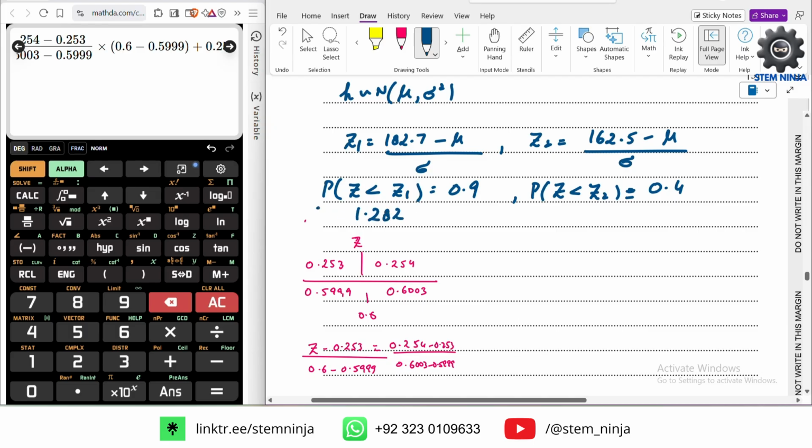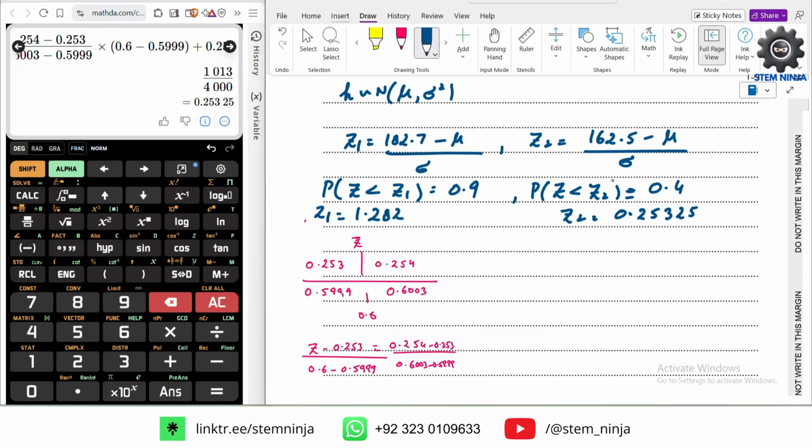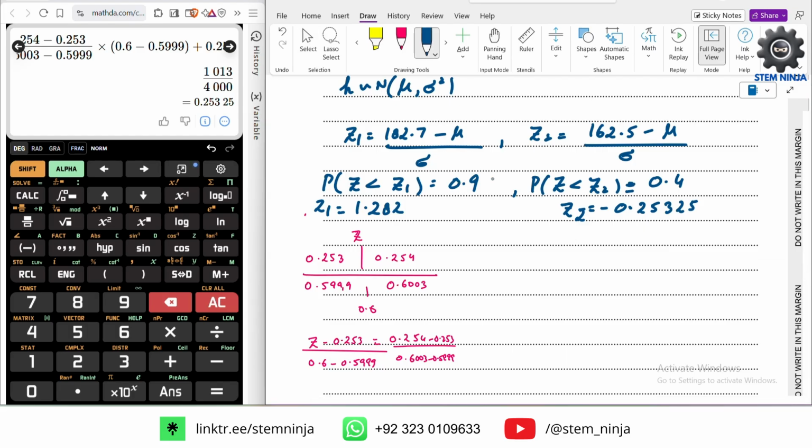1.282. It was z1 was this, and the z2 we got was 0.25325. Right, and this was negative, remember, so this would be negative. So this is z2. Okay, now we need the mu and the sigma, mean and standard deviation. Right, okay, so we have two values for this.